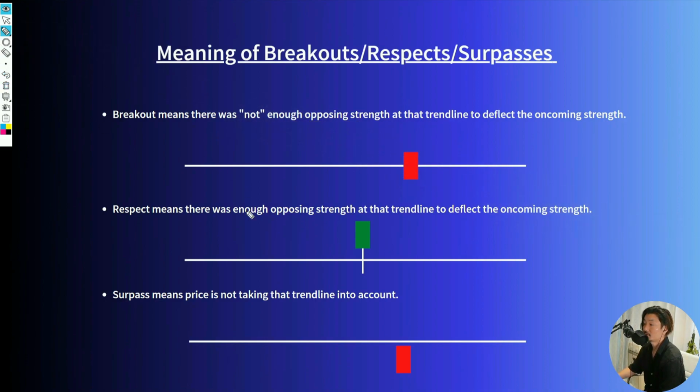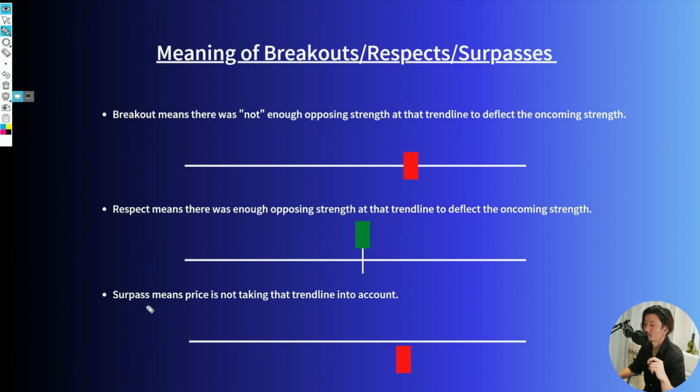Number two, a respect means there was enough opposing strength at that trend line to deflect the oncoming strength. So you want to interpret a respect of a trend line as there being enough opposing strength on this trend line to deflect the oncoming strength. So in other words, there was enough long strength on this trend line to deflect the oncoming short strength.